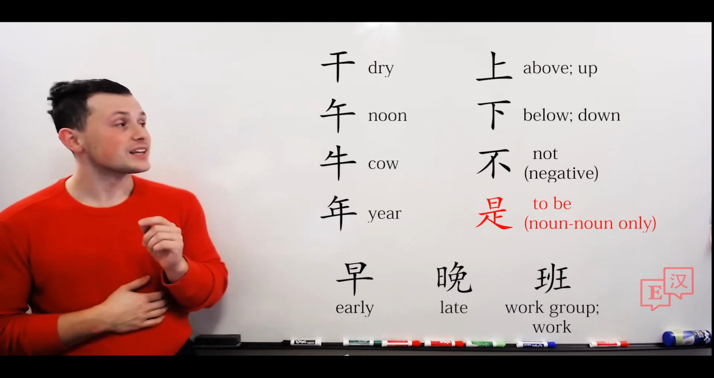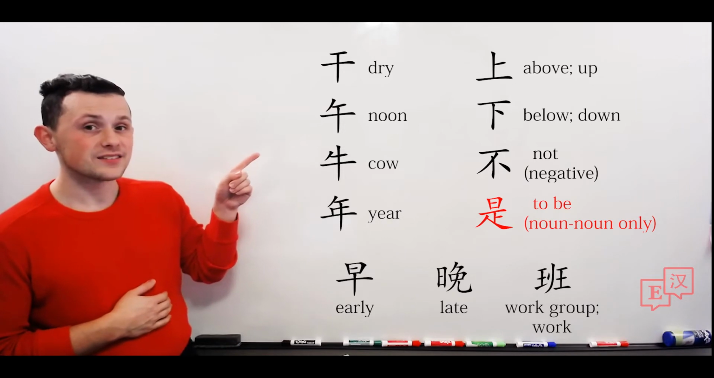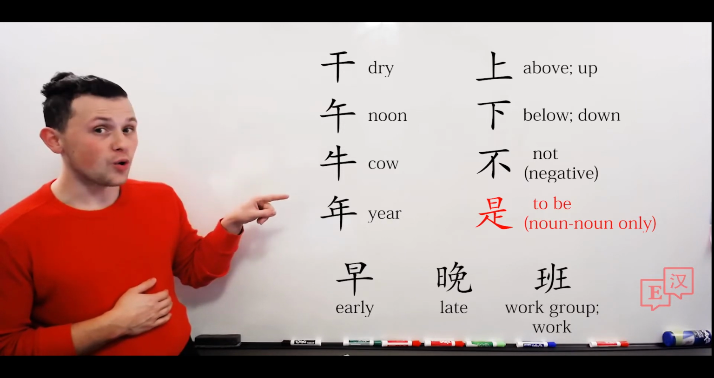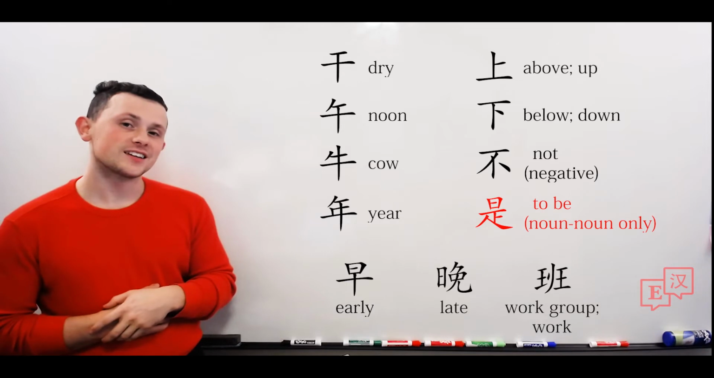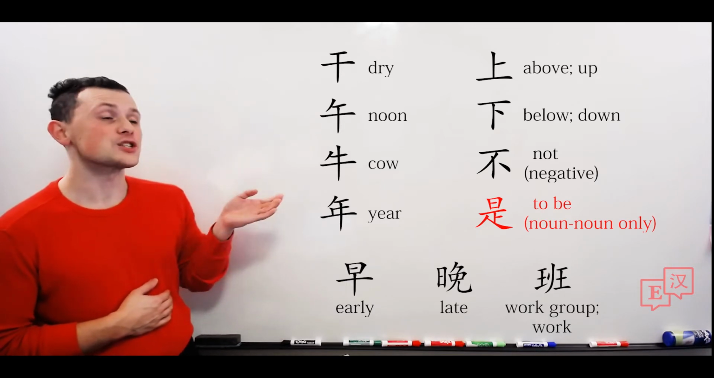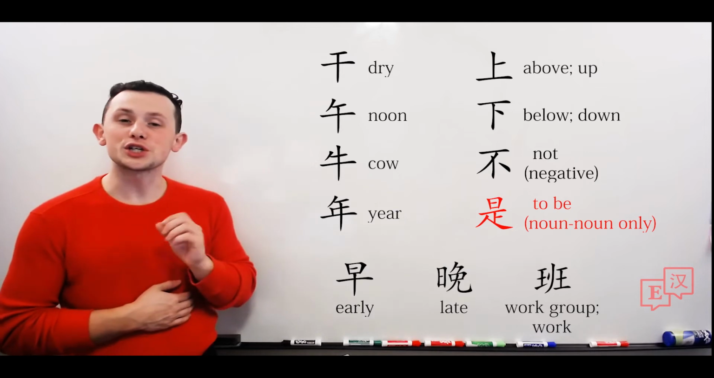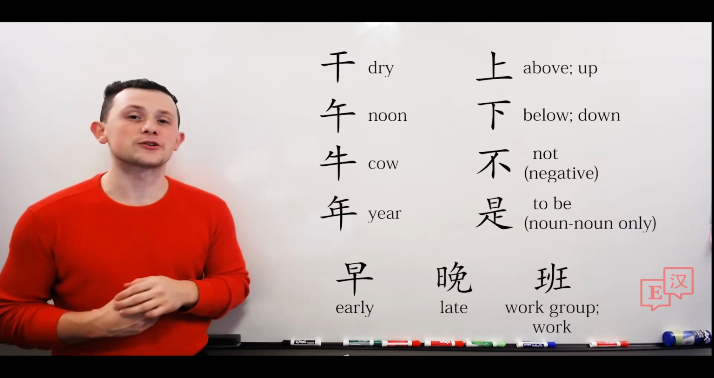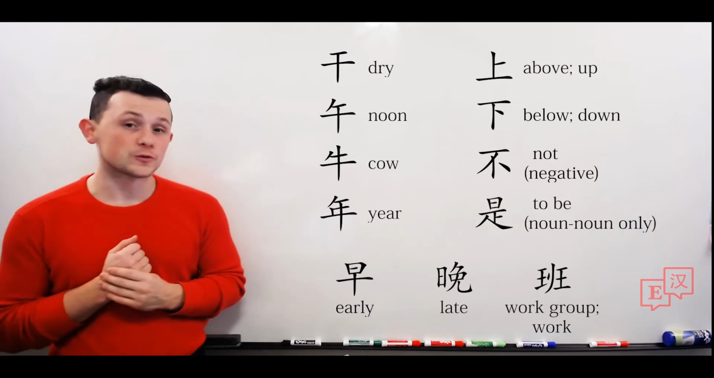Shi. It's composed of a sun, below, and a person. Because people be, exist below the sun. Shi. Now, our next 3 characters are fundamental in making useful words.